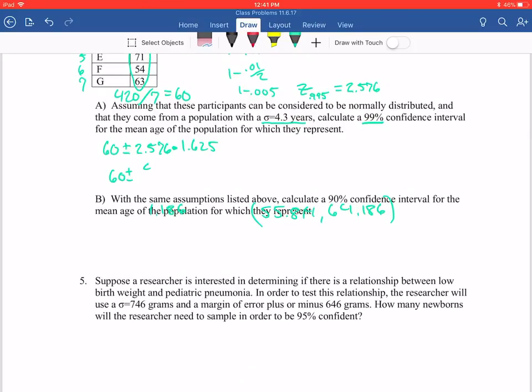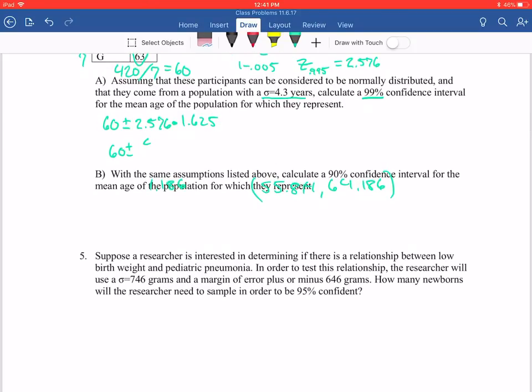Moving along, I don't know why that moved down. Just going to erase it, and I'll rewrite it real quick. 60 plus or minus 4.186 gives us a confidence interval of 55.814 to 64.186.